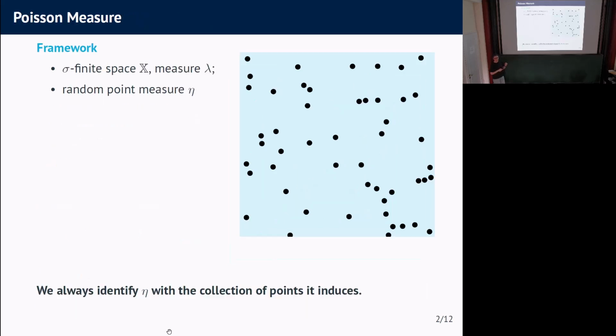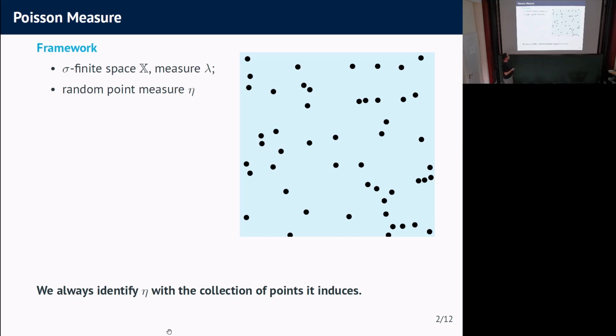let's talk about the Poisson measure, which I'm going to introduce in a bit more detail because it's the fundamental underlying object of everything that's going to happen in this talk. So in my example, I took a Poisson measure on R^d × [0,1], but you can define this on any space X with a sigma-finite measure lambda. Essentially, it's a random point measure, but in our context, we always identify it with a random collection of points inside our space X.